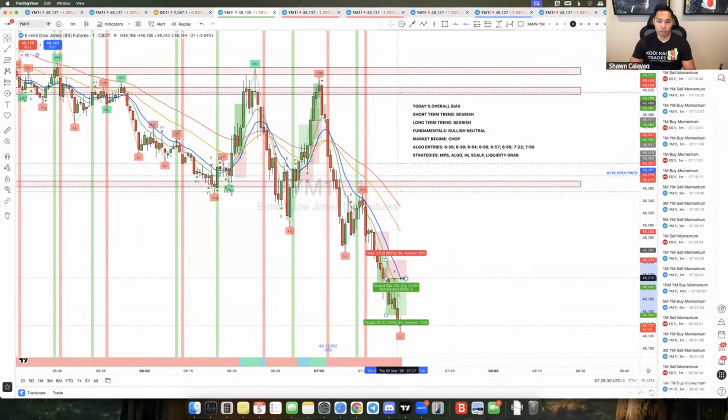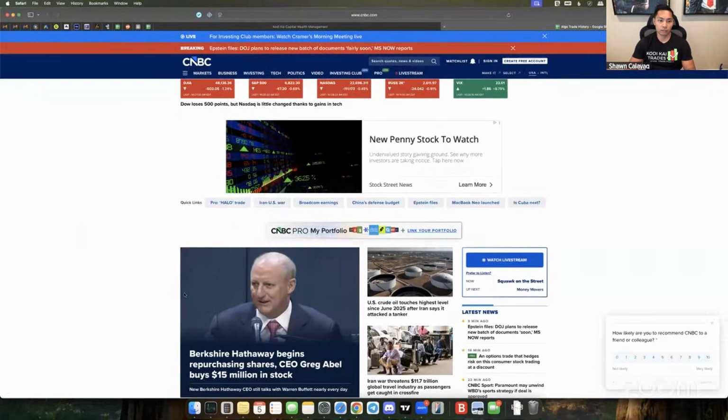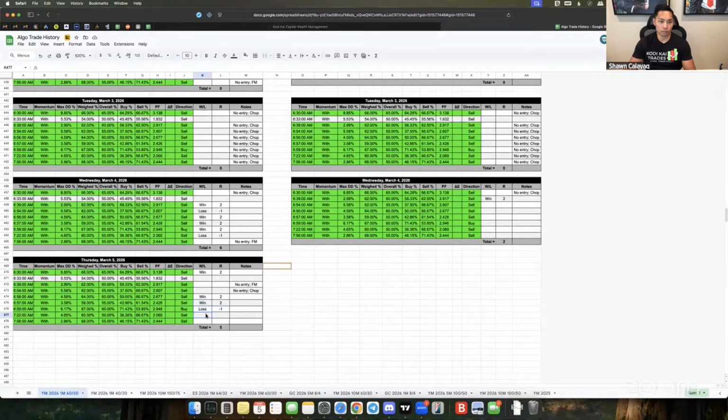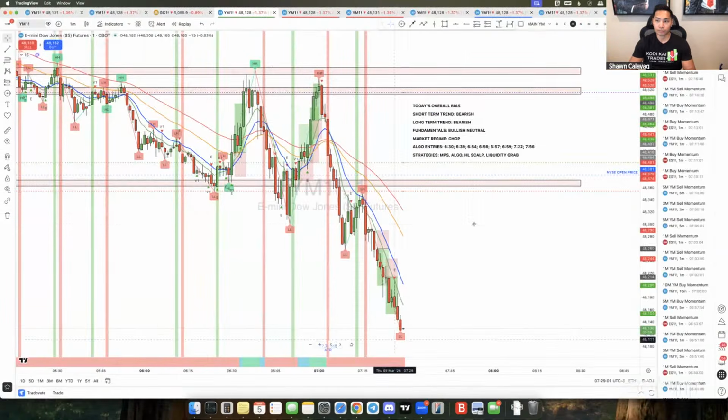So another win right there for the algo entry, guys. A lot of the algo entries have been on fire this week, if you guys have been taking them. So there you go. It's currently up 7R so far for the day. We had a win at 6:30. No entries at 6:39. At 6:54 it was a flickering momentum and then chop. Then at 6:56 there was a win, 6:57 a win, 6:59 a loss, 7:22 a win. And then 7:56 is going to be the last entry.